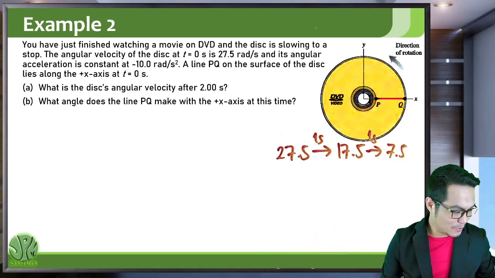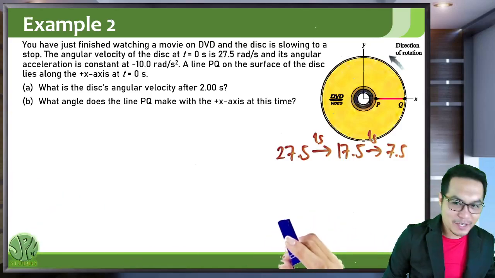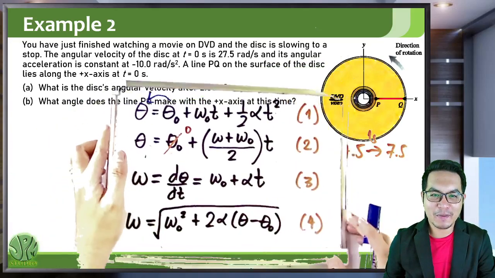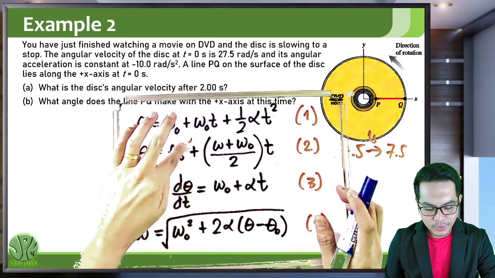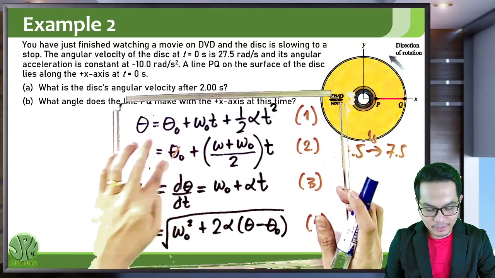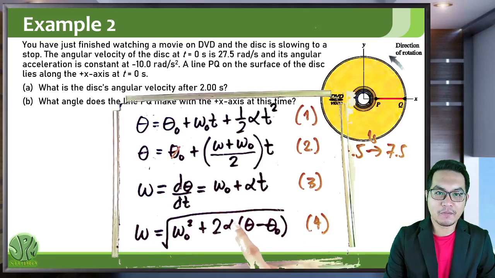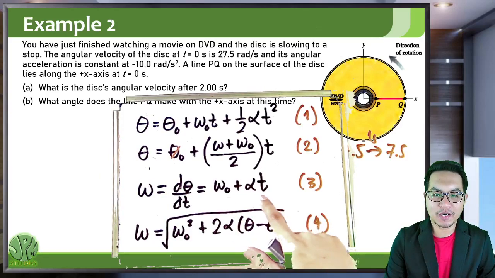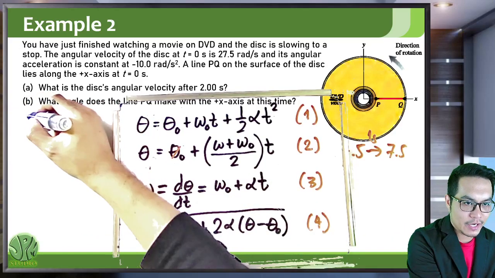But we will try to use the formal way, using the angular kinematic equations. Okay. So we are trying to solve for the final angular velocity. We are given the initial angular velocity, we are given the acceleration, we are given the time. So we use equation number 3 for letter A.